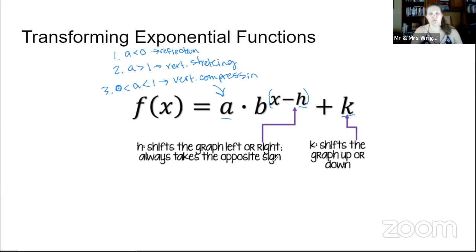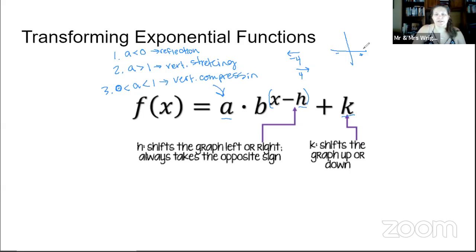How does it transform our graph? How does it change our equation? Well, the H is going to shift the graph to the left or to the right. So if you have a positive 4 change, everything's going to move 4 places to the right. If you have a -4 change, that means everything is going to move 4 places to the left, because when we have our coordinate plane, our positive numbers are on this side and our negative numbers are on this side.